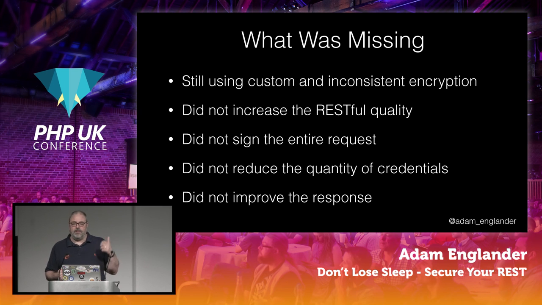We were still using custom and inconsistent encryption because we weren't using JWE. We didn't increase the RESTful quality of it. We didn't sign the entire request. We just did the body. I'll get into that in a little bit. And we did not reduce the quantity of credentials. And we didn't improve the response. So the response just kind of came back, and you had to trust that that was the response you were expecting, and that someone hadn't given you a man-in-the-middle attack.